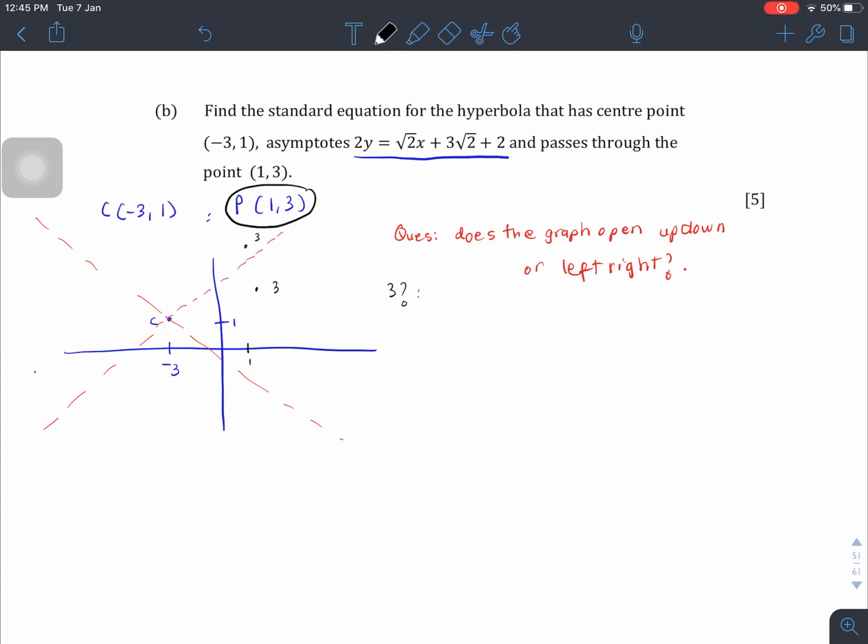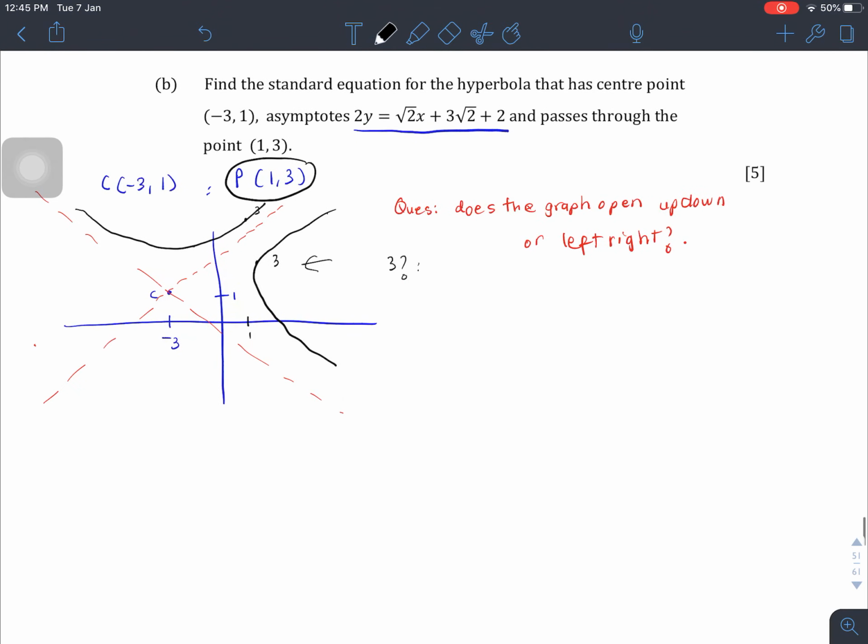If your 3 lies below your asymptote, then you're going to have a graph something like this. But if your 3 is above, then you have a graph that passes on top of it. So with that one, it is going to be up-down. If it is over here, it is going to be left-right. So how do we know where the 3 lies? You have another piece of information, which is this particular asymptote. This asymptote is crucial for you to know where the 3 lies.